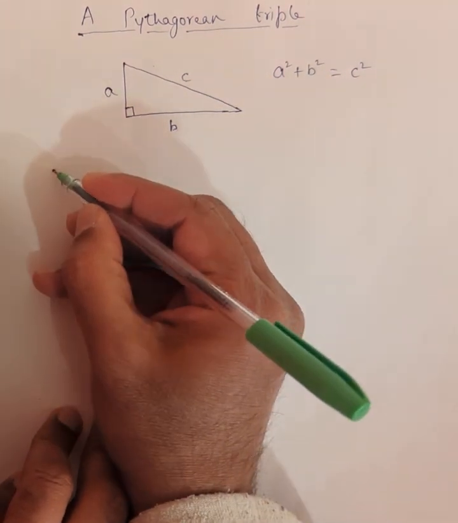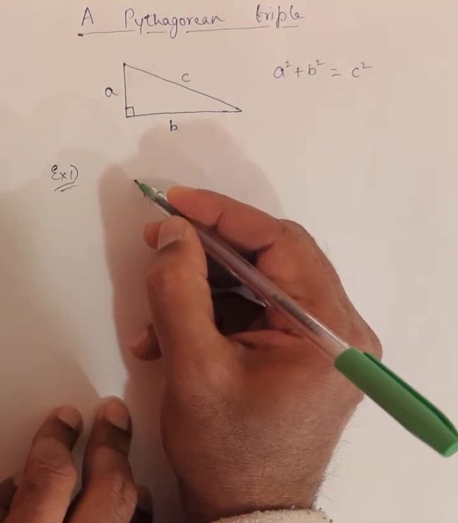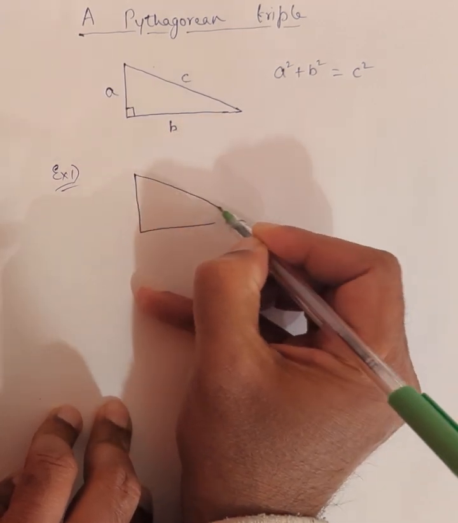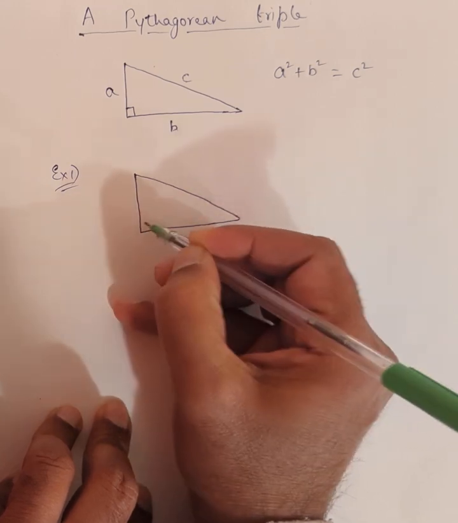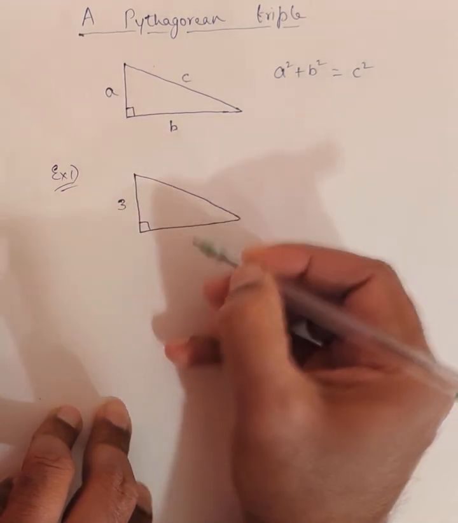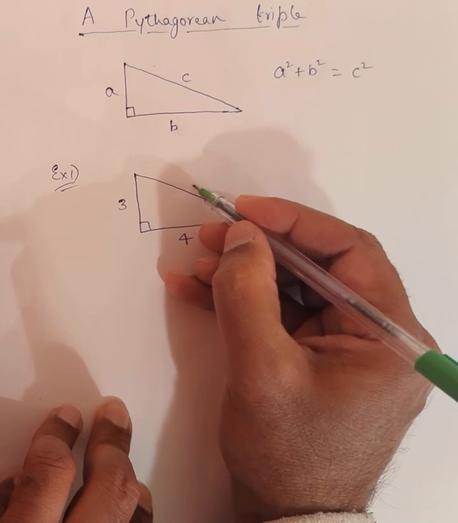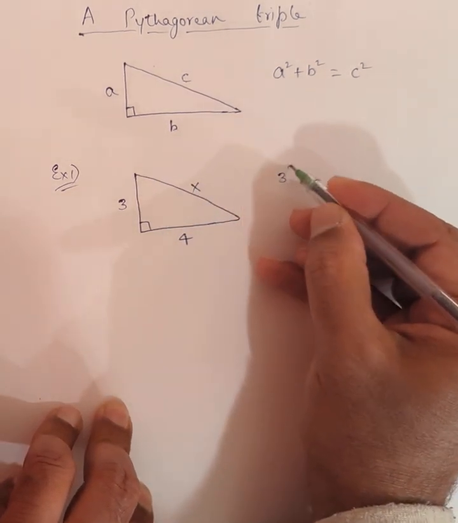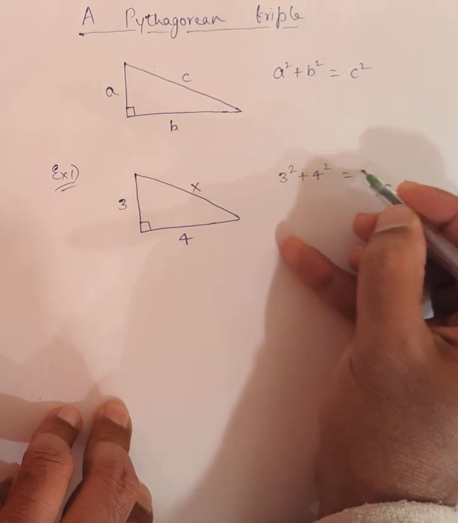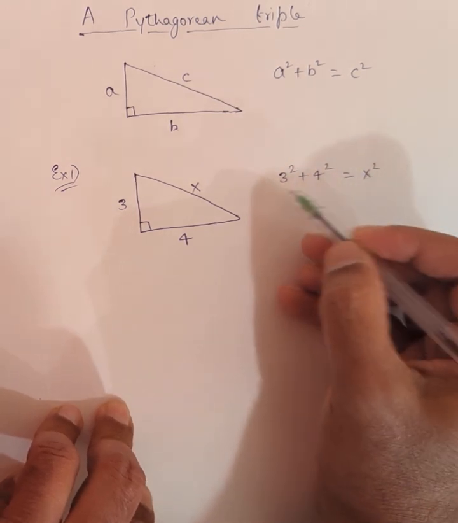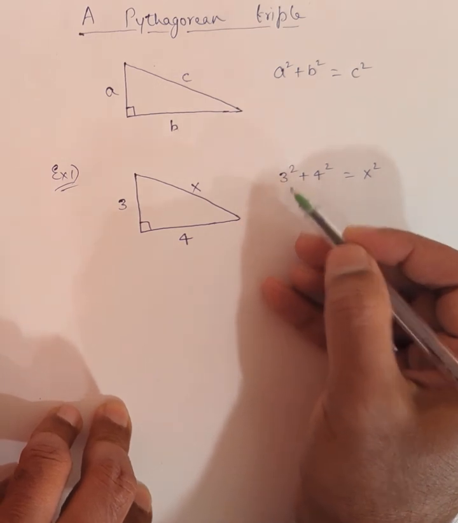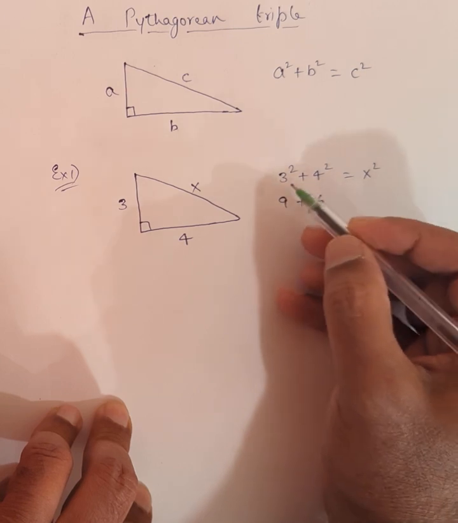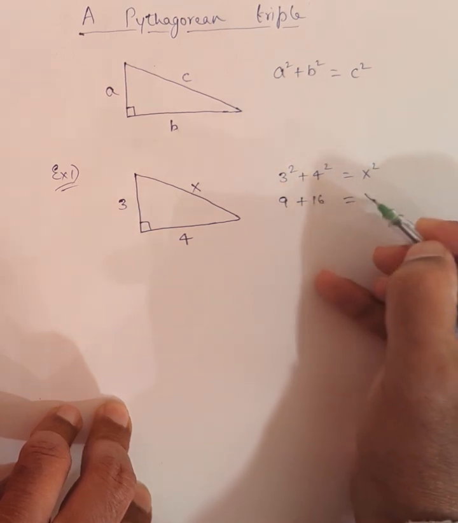Now, you may have come across this problem where the legs are 3 and 4 and you're asked to find the hypotenuse. So let's actually do it one more time. 3, 4, and let's call it x. Then you write down 3 square plus 4 square equal to x square. When you follow the order of operations, you have to do the squares first and then the additions. So 3 square is 9, 4 square is 16.